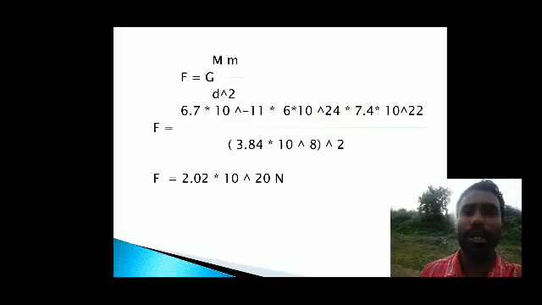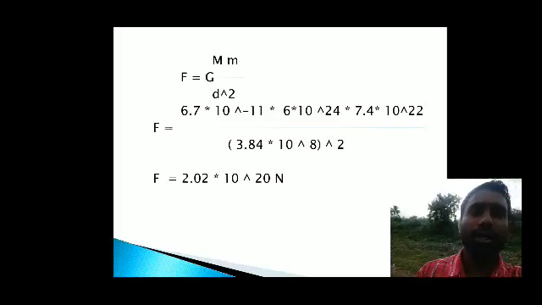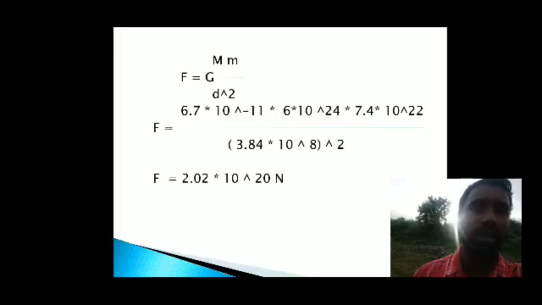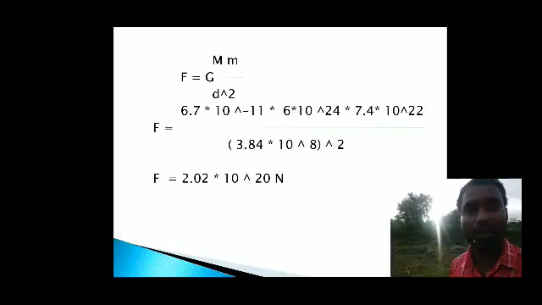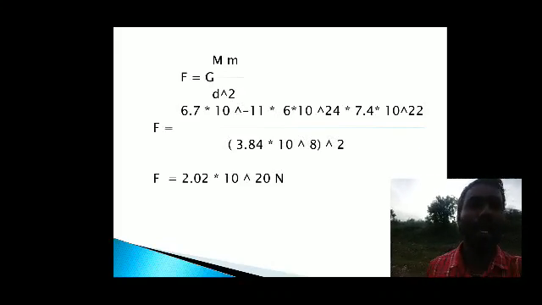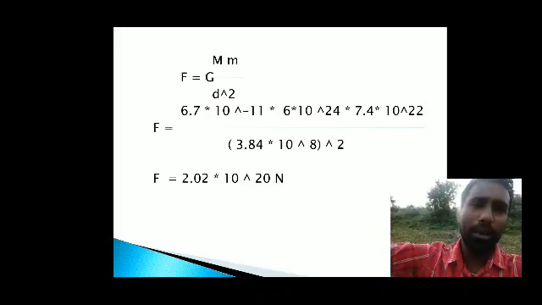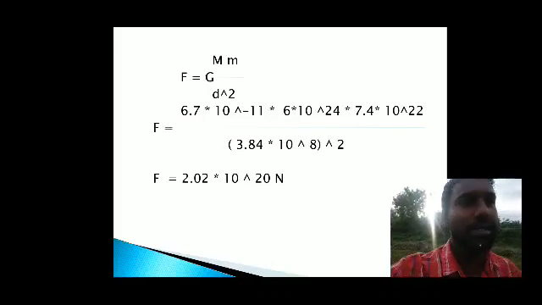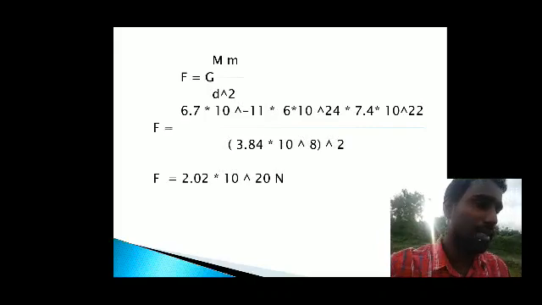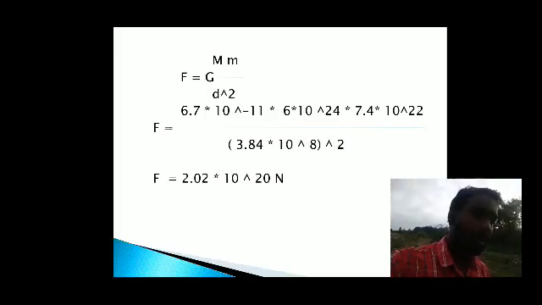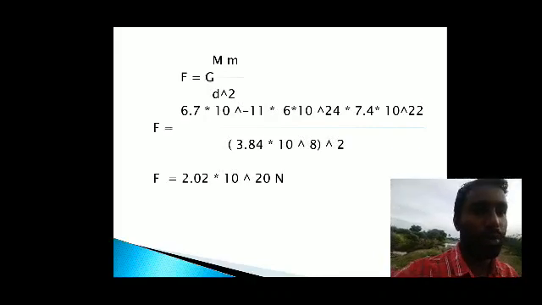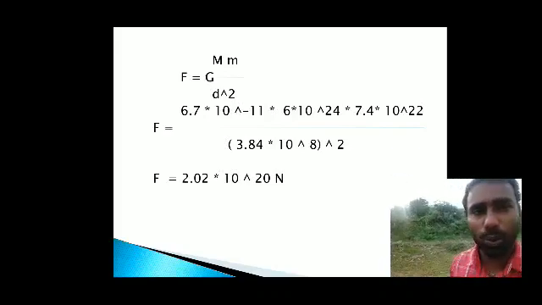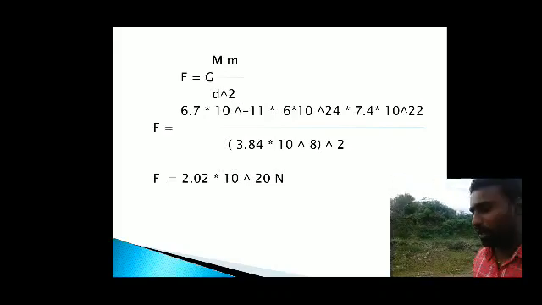So 24 and 22 you can add, and then 10 power minus 16 minus 11 if you add, then subtract that power, you will get one answer, 10 power 20. In terms of 10 power 20 it will come, and the remaining things you have to multiply and divide. Decimal point division and decimal point multiplication are very, very important. If you don't know, please practice it. Already you studied in 6th to 8th how to divide, how to multiply decimals. So F equal to 2.02 into 10 power 20 Newton came.